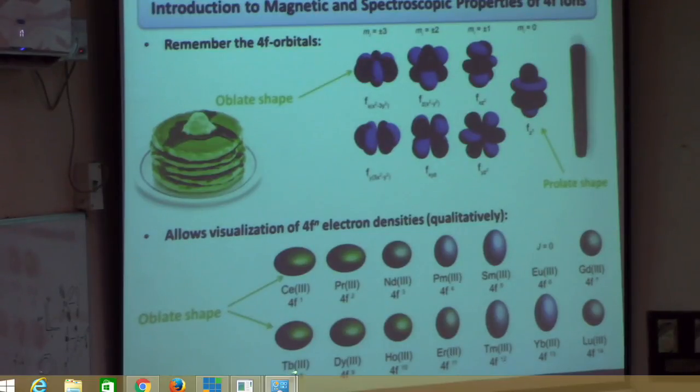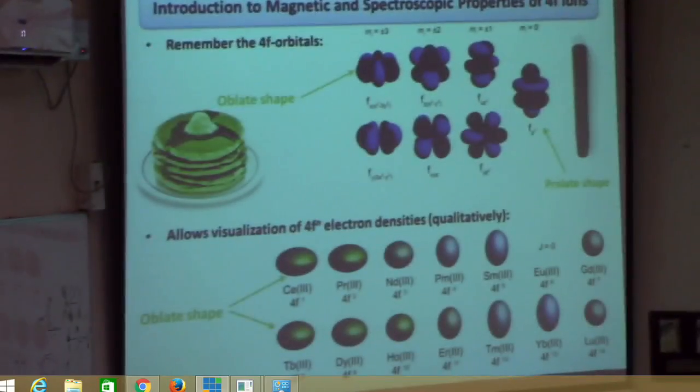So terbium-3 is related to cerium-3. There's a difference of 7 F electrons between these two. So terbium is said to be oblate, as is dysprosium. Holmium, a little bit like neodymium, is slightly distorted, but not very much. Erbium is very clearly prolate, as is thulium and ytterbium. And by the time we get to the end here with lutetium, which is a closed shell species, once again we're now back to a spherical distribution.